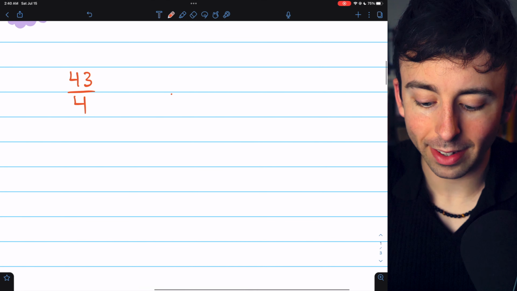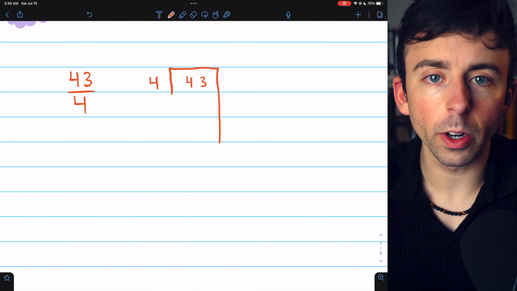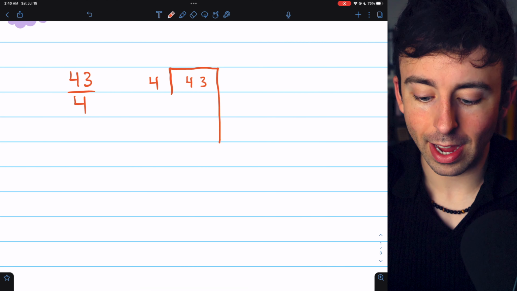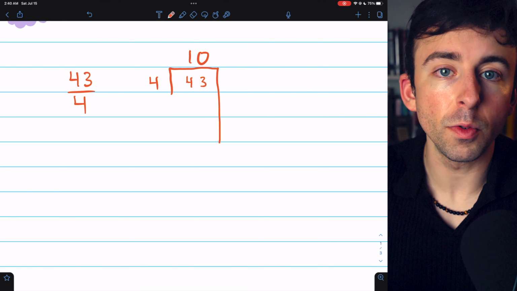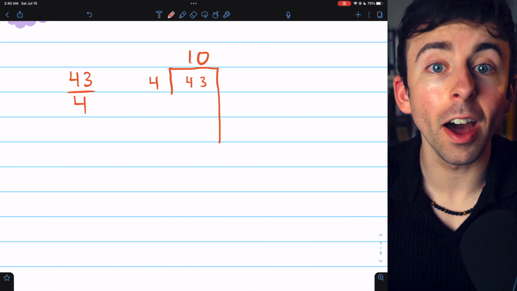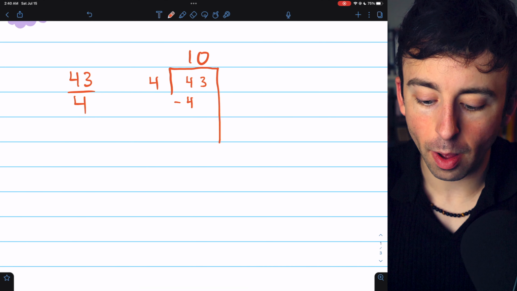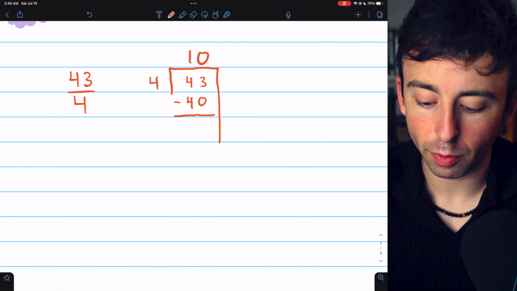43 over 4. We begin with the division. We want to divide the numerator, 43, by 4. How many times does 4 go into 43? Well, the answer is 10. It goes into 40 10 times, and then that's 3 left over, which is not enough for another copy of 4. So let's subtract those 10 copies of 4. That's a subtraction of 40.